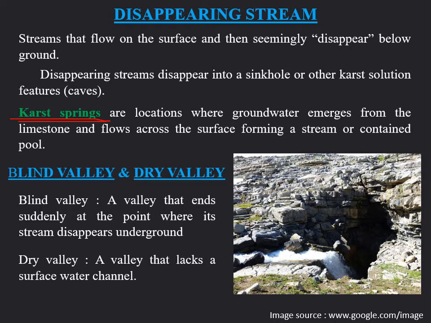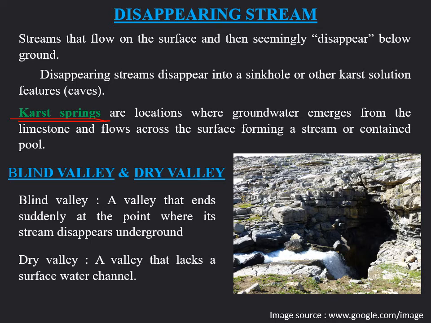So reappearance of the stream on the other side may occur, and the distance between disappearance and reappearance of the stream may be several miles or several kilometers. So from the side of a hilly terrain, when a subsurface water flow comes again to the surface and forms some kinds of springs, this is known as karst springs.